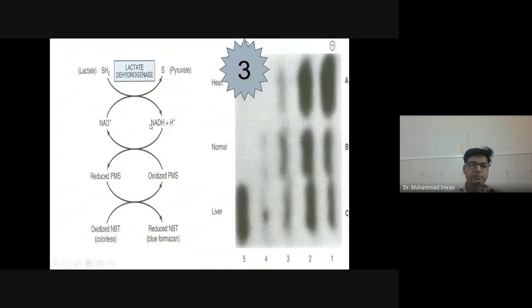LDH performs the same function. It converts lactate into pyruvate and pyruvate into lactate, but they differ with respect to their location and their molecular weight.